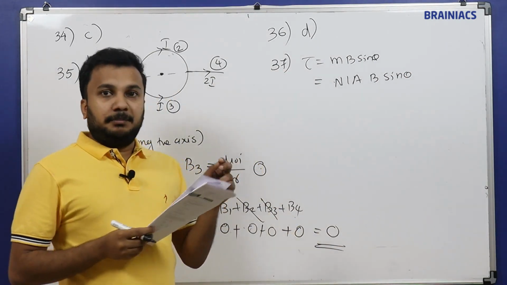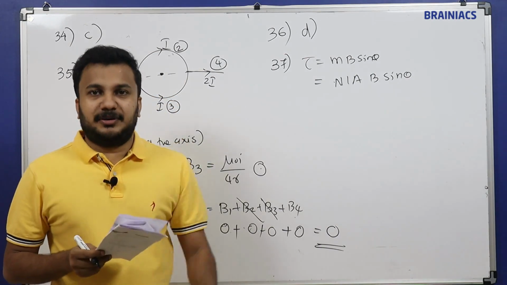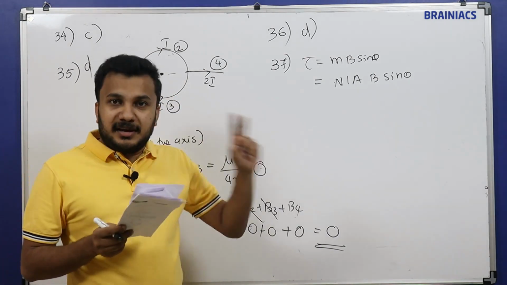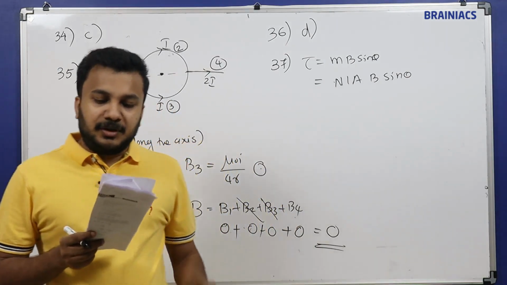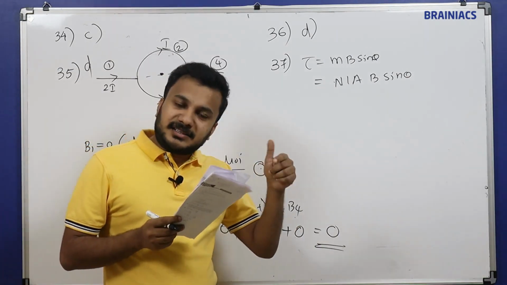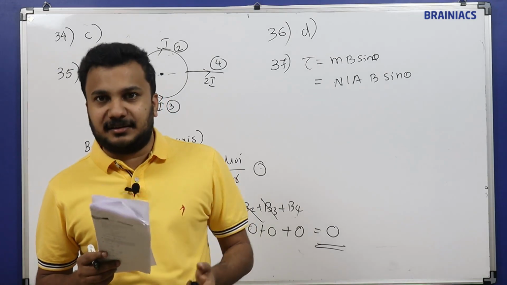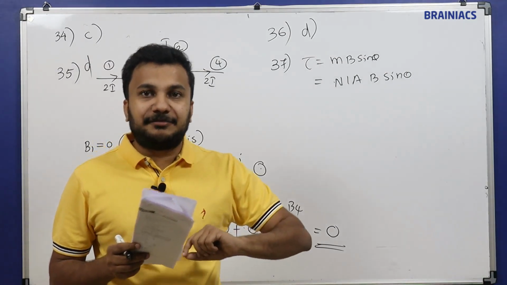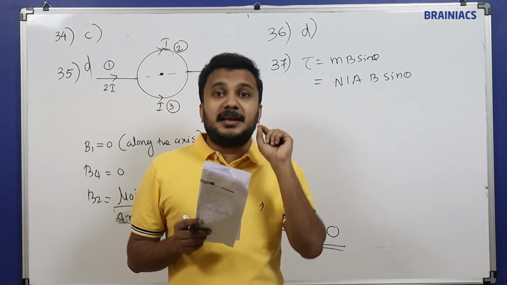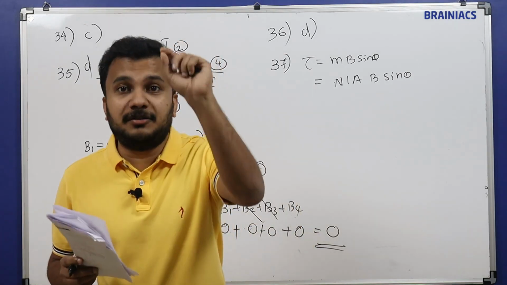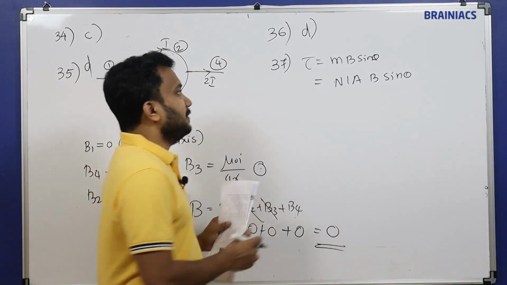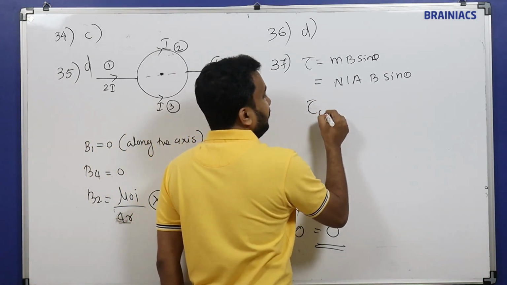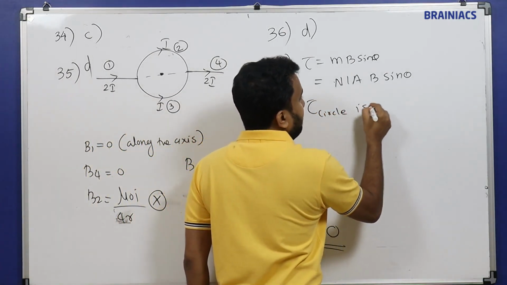So by mathematical principle, any shape it is given. First one, P is a square, Q is a rectangle, R is also a rectangle, S is a circle. So the circle will have the maximum area compared to all the geometrical shapes. So circle will have the maximum area, which means the torque for the circle is maximum.